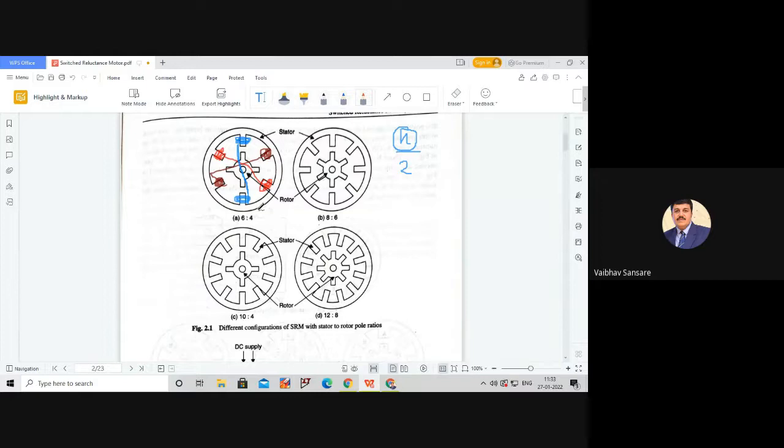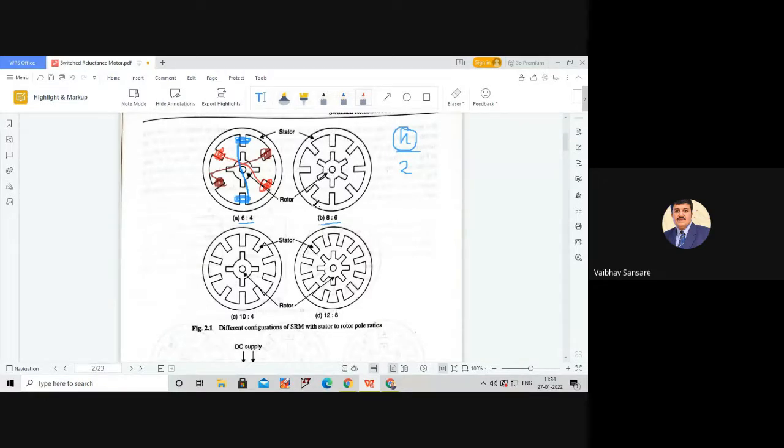If you look at this first figure, it consists of a total of 6 stator poles, sorry, 6 stator poles, and there are 4 rotor teeth. So this particular configuration is a 6 by 4 configuration. The first number is generally the number of stator poles. The second number in the configuration indicates the number of rotor teeth. The second configuration is an 8 by 6 configuration. In this 8 by 6 configuration, you will find a total of 8 stator teeth and 6 rotor teeth.